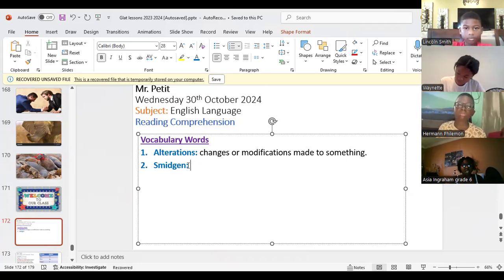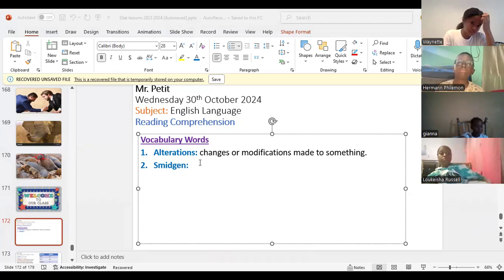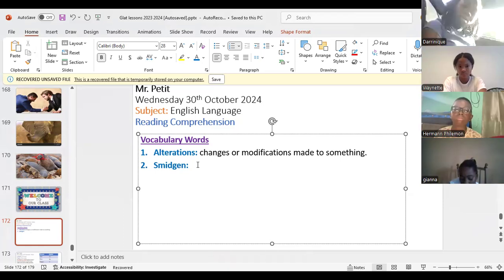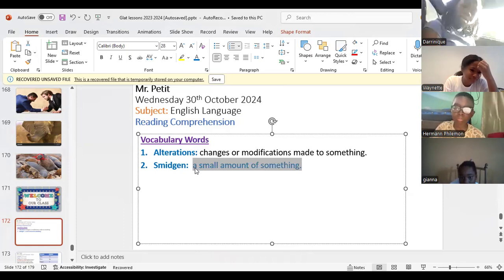Like when you smudge something? No. Smidgen. If, let's say, for example, you ask someone for some chip and they only give you a little bit of chip, or they only give you a little bit of their biscuit, right? That's a smidgen. It's a small amount, right? That sounds like my cousin. A small amount of something.